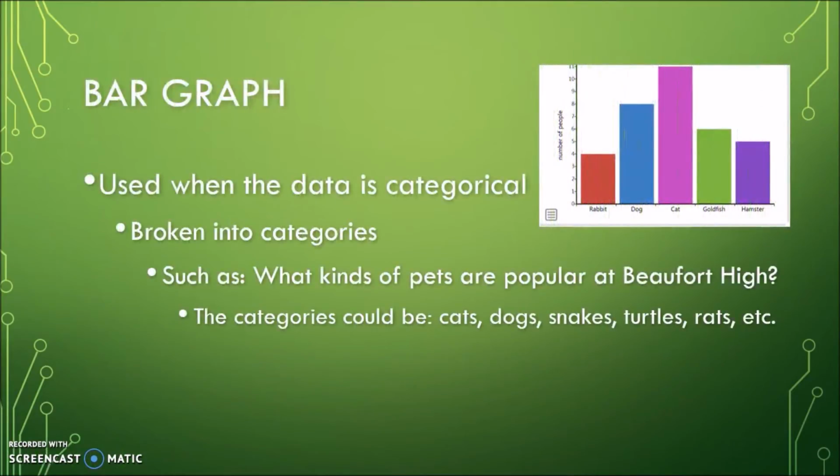We'll start with a bar graph. You want to use bar graphs anytime that the data you're collecting is in categories. So for example, what kinds of pets are popular at Beaufort High? What you're asking people is going to be a category. You're not getting a bunch of random numbers. Okay, you're grouping them: cats, dogs, birds, etc. You can notice in the bar graph in the corner here how those categories work.